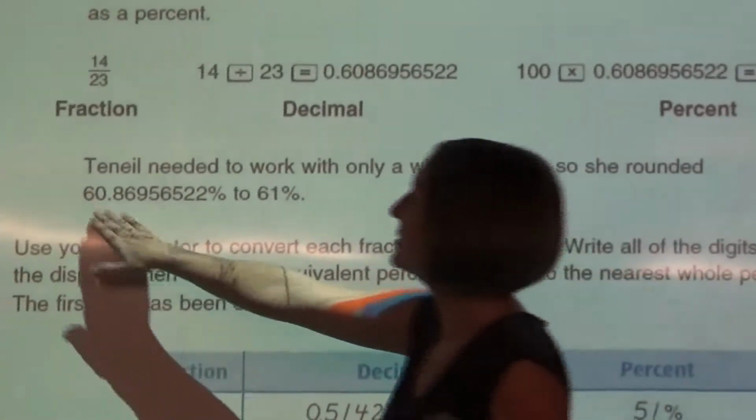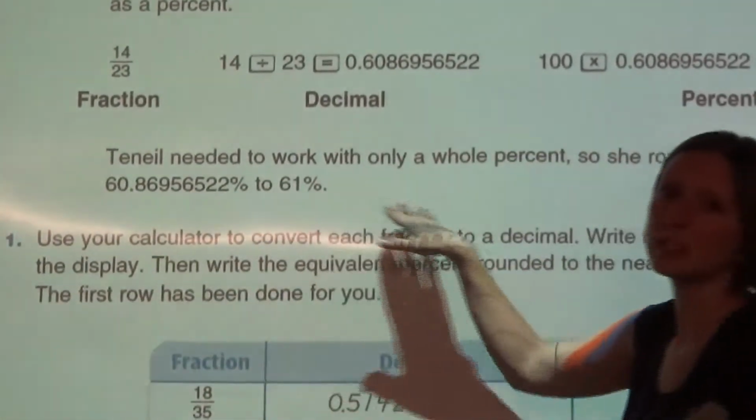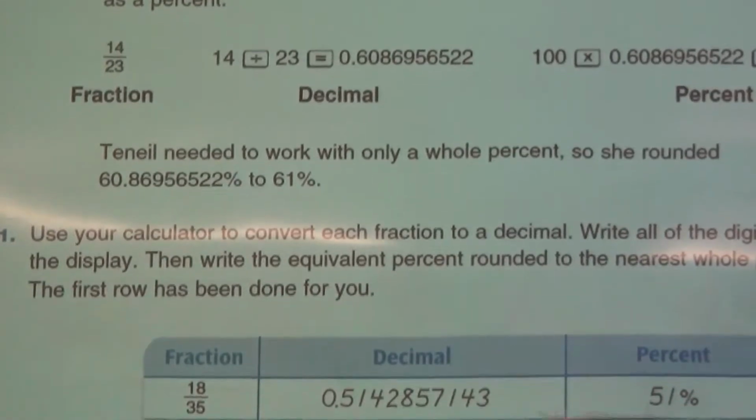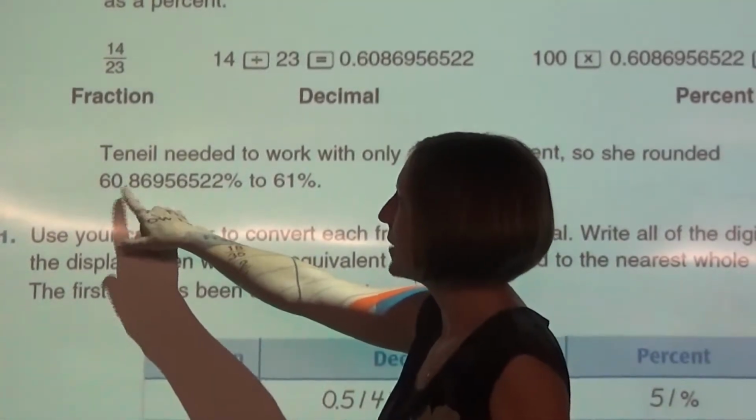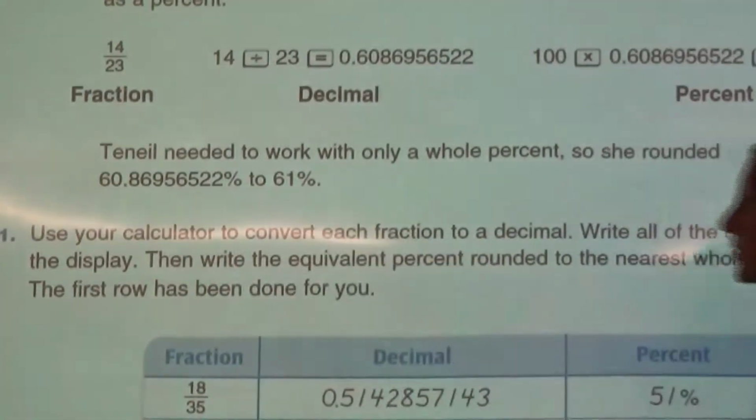So down here they have this long percent. We're going to round to the nearest percent when we do these problems, to the nearest whole percent. And since we have an 8 in the tenths place, we'll round it from 60 up to 61.